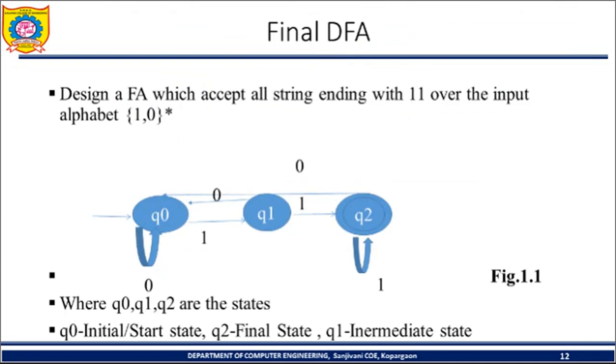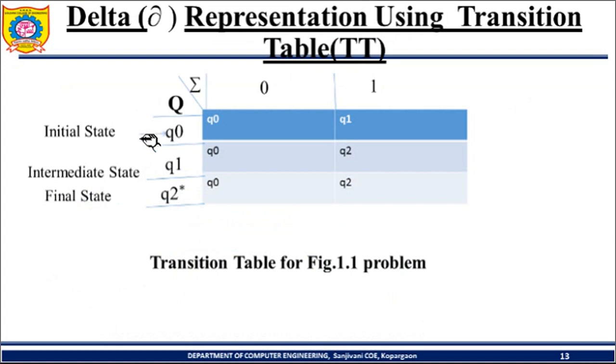So how to draw the transition table? Here, this one is the initial state. The initial state in a transition table is shown like this, an arrow with the initial state name. After that, all the remaining states, and the final state is shown by using the state name and a star. Here the first row indicates the input alphabet, as there are two input alphabets, 0 and 1.